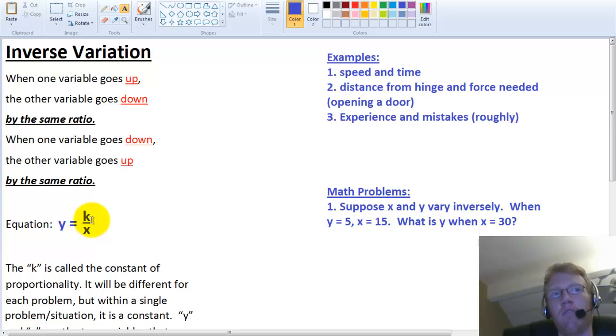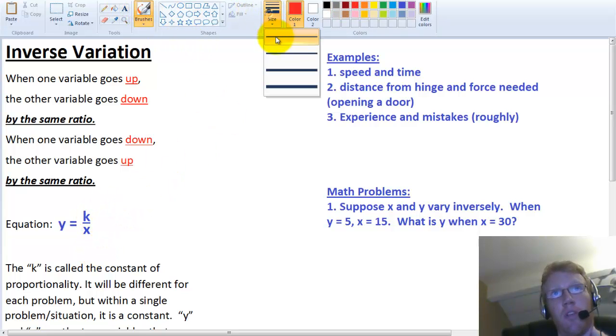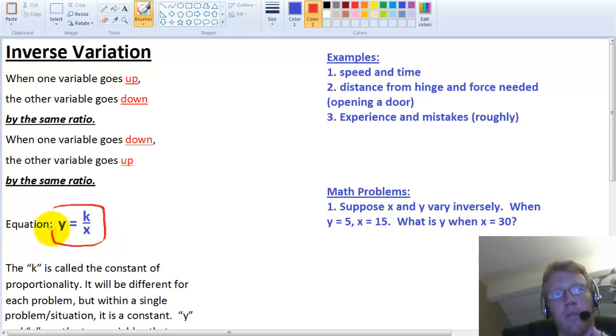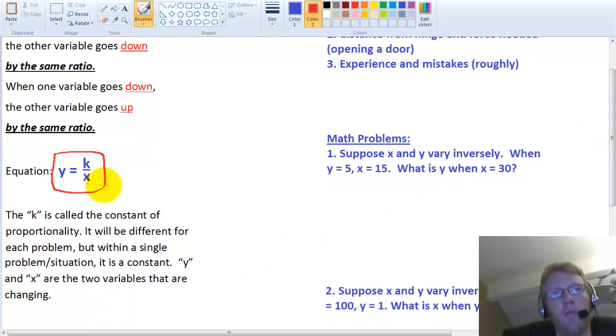And so the equation, instead of being y equals k times x, now the equation is y equals k divided by x. So this is going to be a huge difference mathematically when we're solving them. The fact that the x is now in the denominator is going to make a big difference when we're solving these equations and how we do it. K is still the constant of proportionality, which means in a given problem it's going to have the same value, but from one problem to the next problem it could change. So x and y are the two variables, and they'll change even within the same problem. They're both variables that can fluctuate.